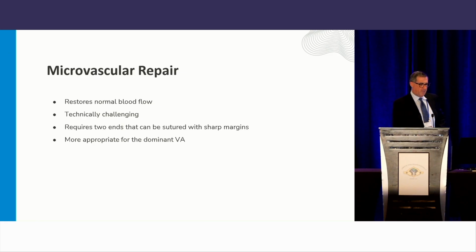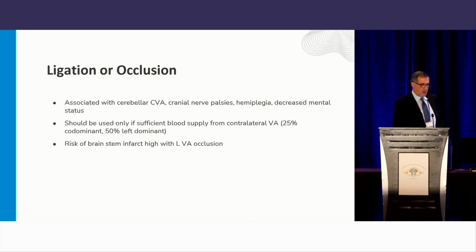So the microvascular repair restores normal blood flow. This is very technically challenging, requires two ends that can be sutured with sharp margins. It's more appropriate for the dominant vertebral artery. Ligation or occlusion can be associated with a cerebellar stroke, cranial nerve palsy, hemiplegia, and it should only be used if there's sufficient blood supply from the contralateral vertebral artery. The risk of a brainstem infarct is very high with the left side of vertebral artery occlusion.